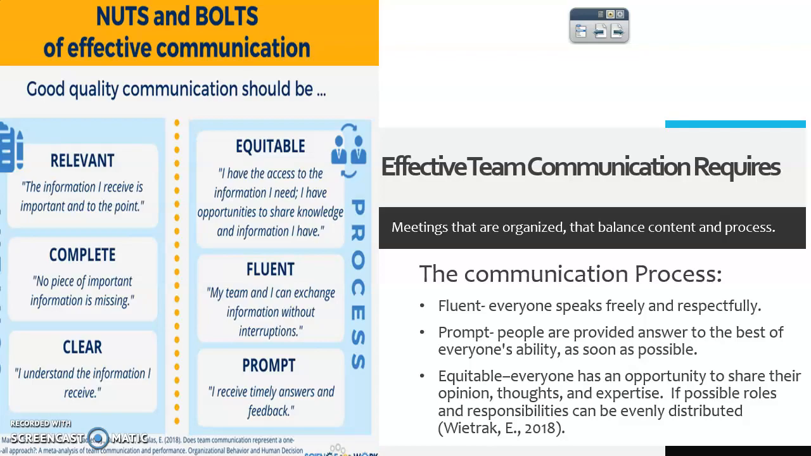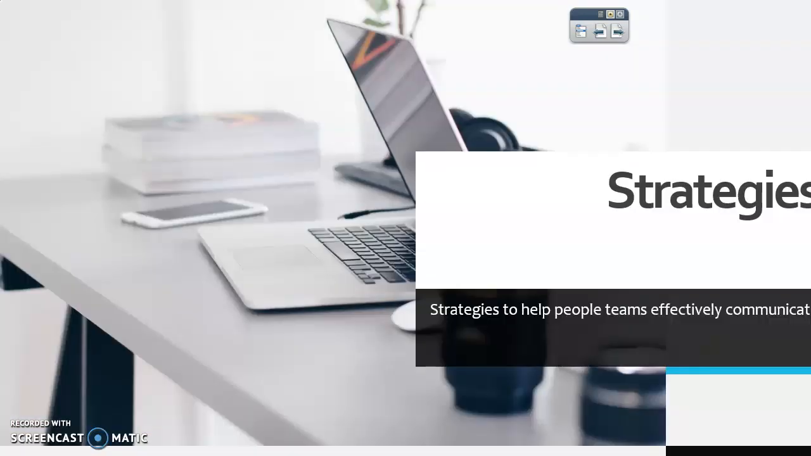So for you to have a smooth process during a meeting, it needs to be equitable, fluent, and prompt. Fluent means that everyone does get a chance to speak freely, it flows, there is a comfort level in the room. Prompt means that if feedback or responses are necessary and they cannot be done in the meeting, that they do eventually get done. The last one is equitable. This just means that everyone has a role, everyone has a part, everyone gets to speak, everyone is part of the team. So now we need strategies.